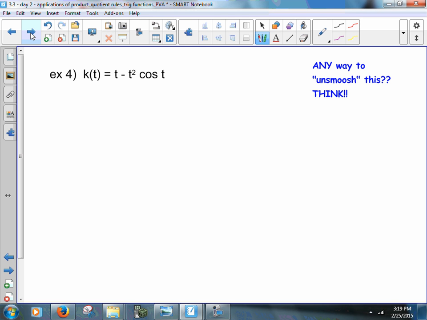T minus T squared cosine T. This probably would have been helpful if we had been able to get to this before I assigned the page, 147, 50, 53, 54, 55. Okay? Because this kind of got a whole lot of stuff going on.